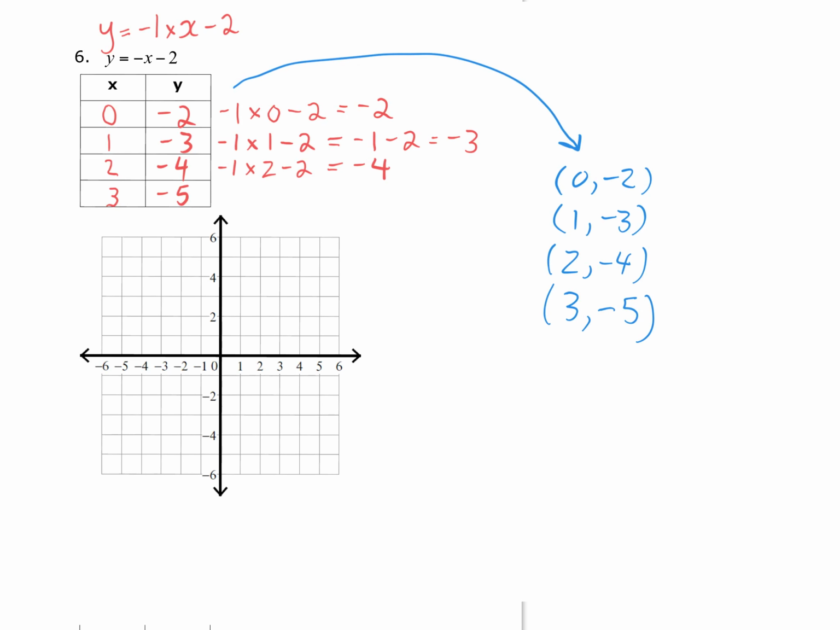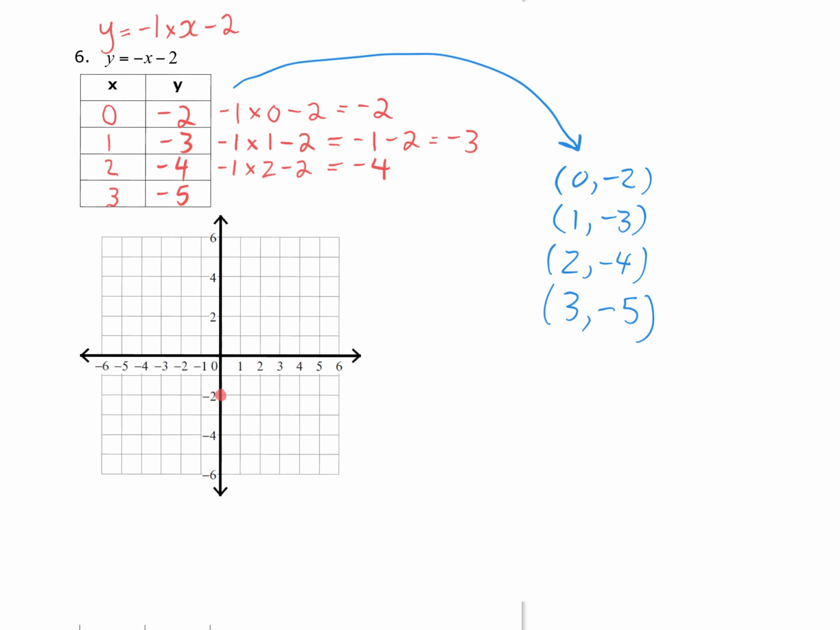So let's do that. So the first one we have here is 0, negative 2. This tells us we're not going left or right at all, but we're going to go down 2. So that's going to look like right here. And then we've got 1 and negative 3. So that's 1 to the right and 3 down.